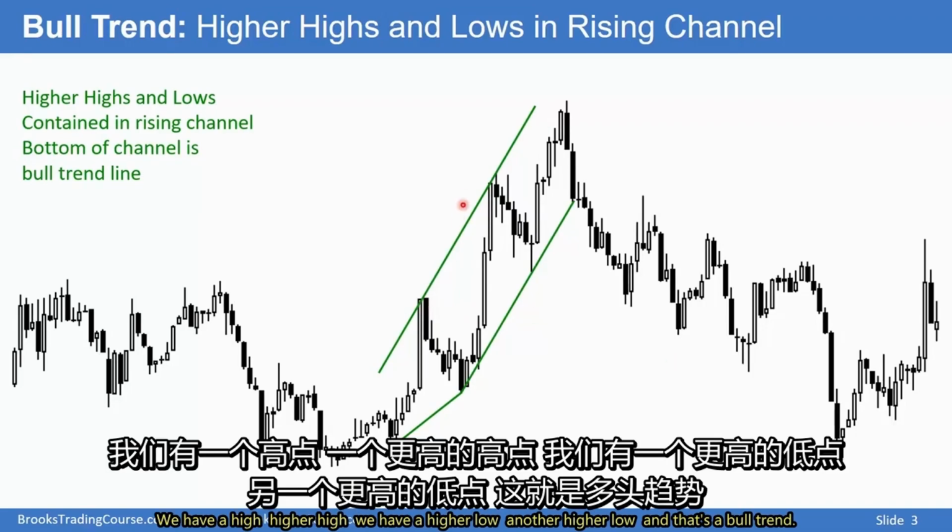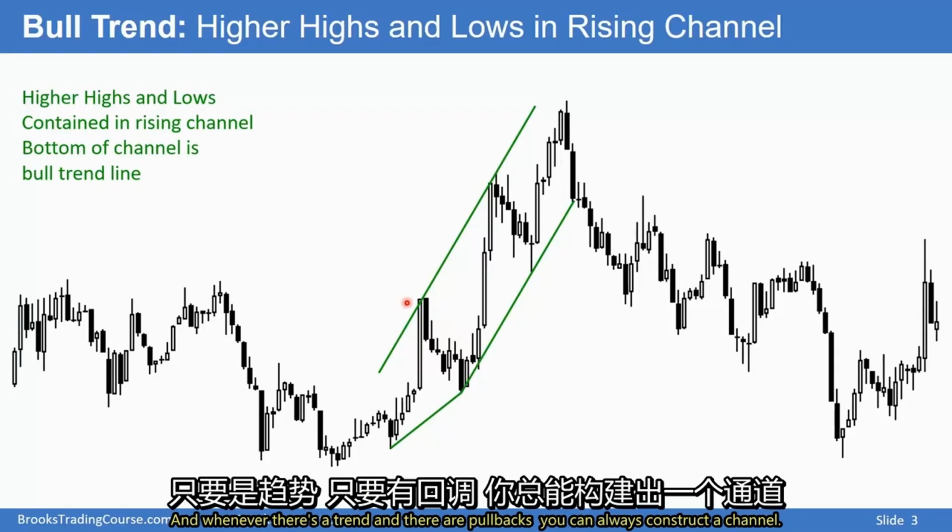We have a high, higher high. We have a higher low, another higher low. That's a bull trend. And whenever there's a trend and there are pullbacks, you can always construct a channel.